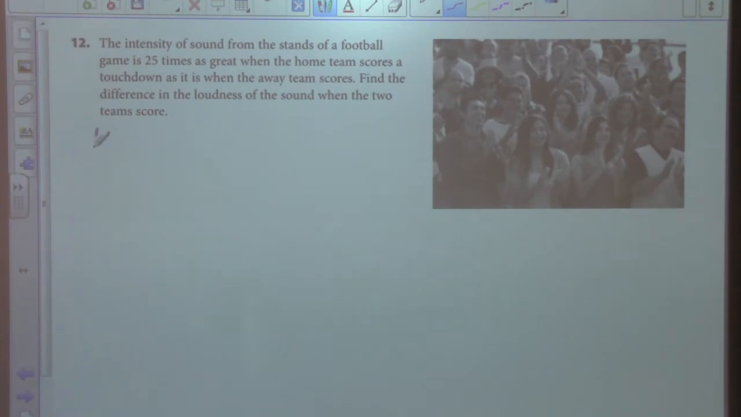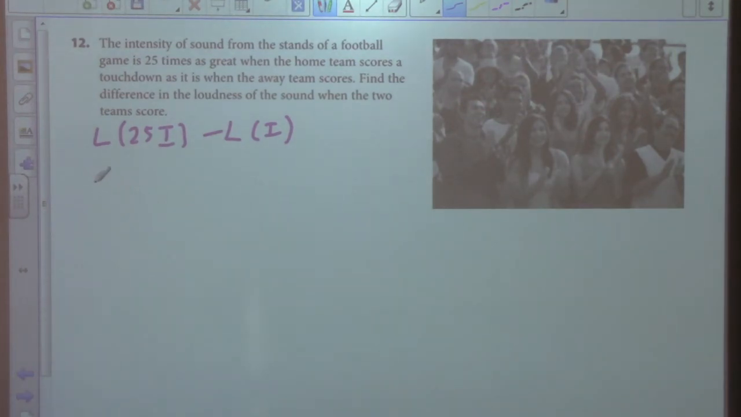So we're going to have the loudness of 25I minus the loudness of I, with I being intensity. We'll call I the intensity of the away team, and so the home team is 25 times that.